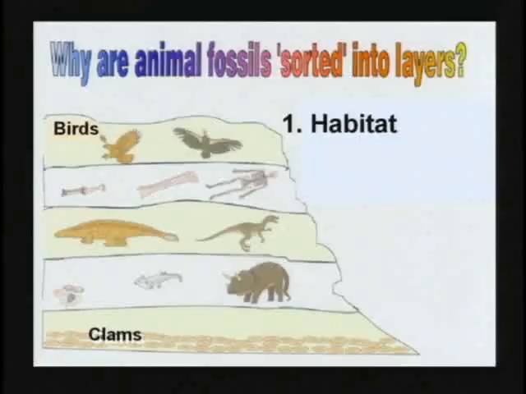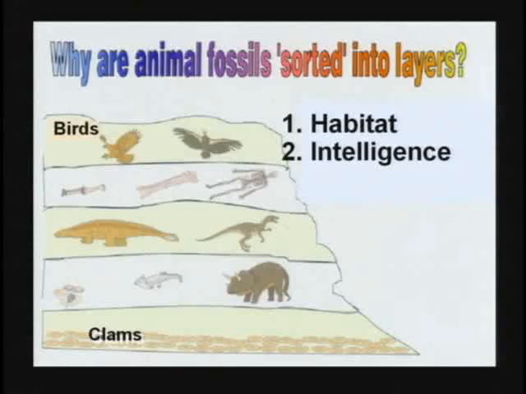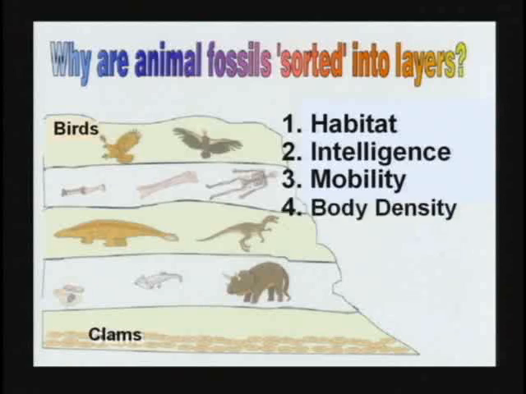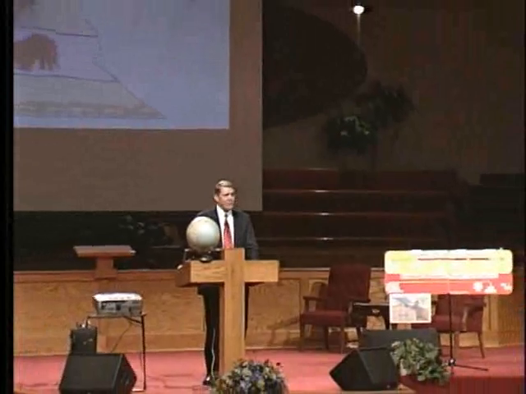Maybe they're sorted based upon their intelligence. As far as anybody can figure out, clams are not too bright. Maybe they're sorted based upon their mobility. Clams cannot run very fast. Maybe they're sorted based upon their body density. Clam shells are heavier than bird feathers. So the sorting of the fossils, if there is any, is not explained by evolution. It's much better explained by a flood.